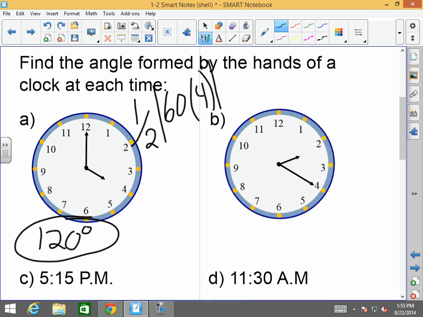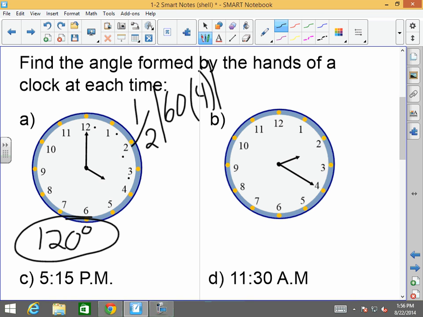Okay. And if you can also think about it, every 5-minute interval is 30 degrees, right? Well, you had 1, 2, 3, 4 of those intervals. 4 times 30 is 120. So for the hours, it's nice and simple. You can just count it up, or you can plug it into the formula.